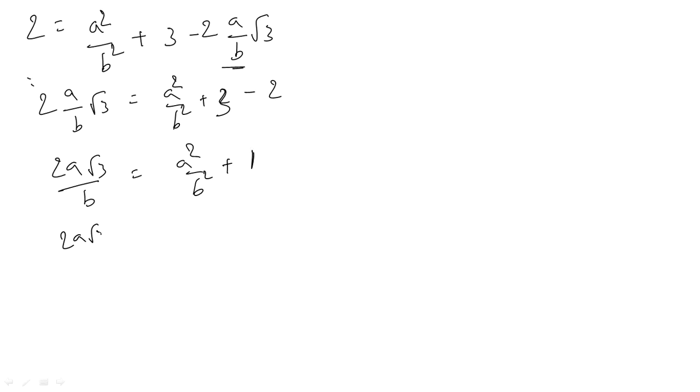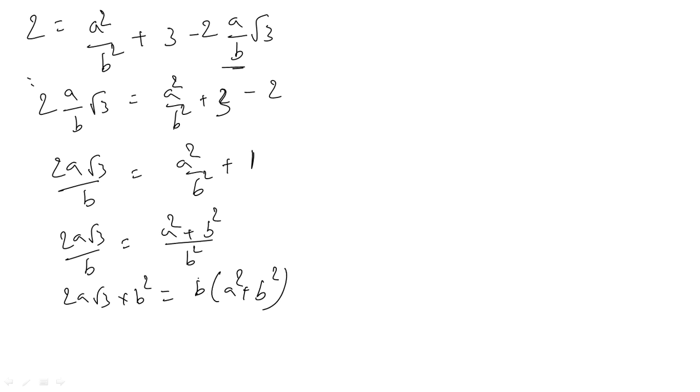Now, 2a root 3 by b is equal to, take LCM, b square, a square plus b square. Now, 2a root 3, do the cross multiplication, into b square is equal to b into a square plus b square. Cancel b and b. 2ab root 3 is equal to a square plus b square. Root 3 is equal to a square plus b square by 2ab.